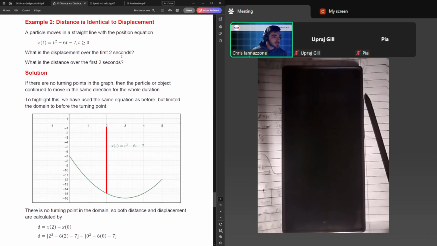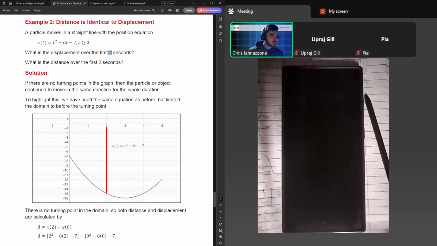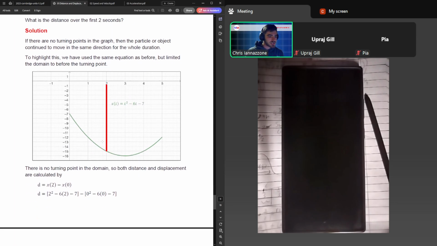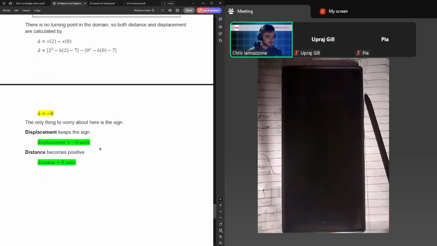Anyway, sometimes you will get distance being identical to displacement. That's simply going to be if your turning point never really comes into play, or if there just flat out isn't a turning point. Like for instance, if you're doing it from the first 2 seconds, there is no cutoff point. You're doing the exact same thing. The only thing you'd have to worry about is flipping the sign to become positive for distance, because you don't want to have negative in distances.